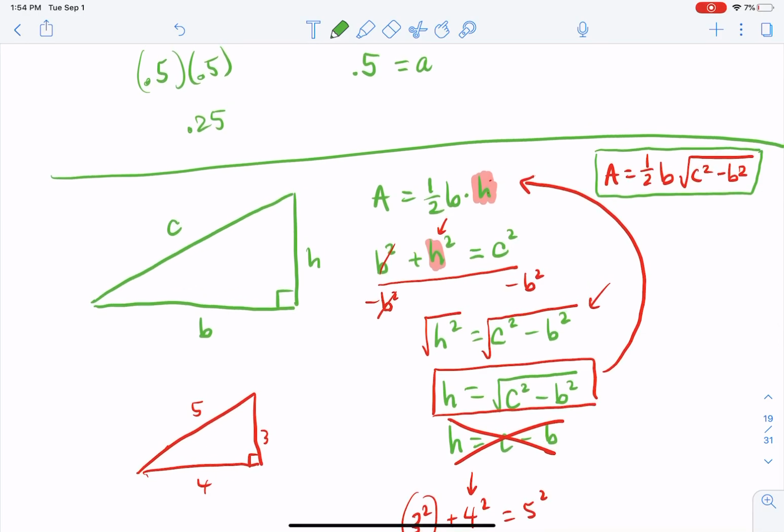So for any right triangle, here is what you can do. If you knew its base length and you knew its hypotenuse, you can plug those numbers into this new formula here, and you could, if you wanted to, calculate the height, calculate the area that way.